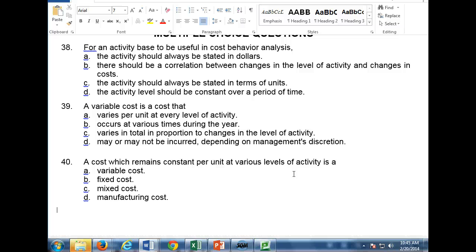A cost which remains constant per unit. It didn't say constant for the month. Okay? Get the difference? Am I drilling it in almost annoyingly?